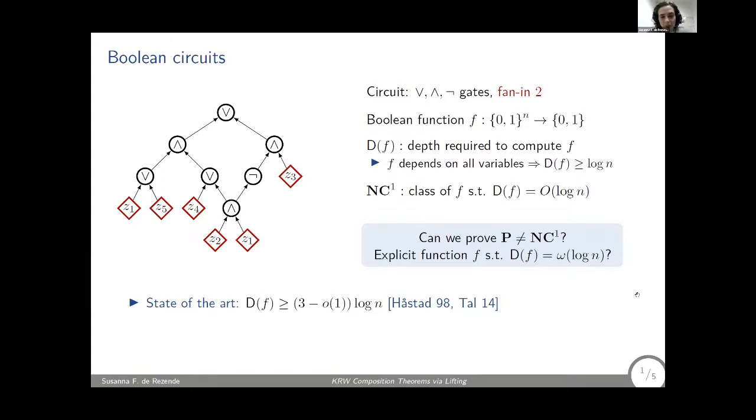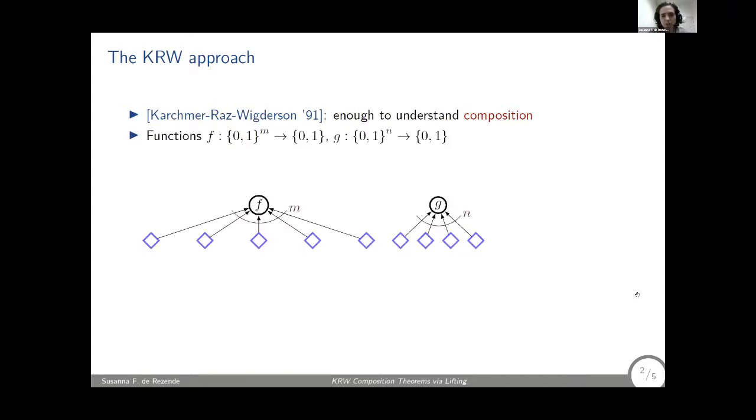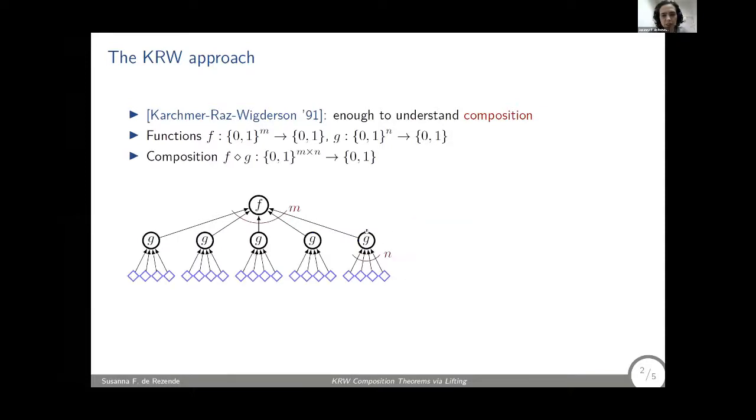So in order to attack this problem, Karchmer, Raz, and Wigderson proposed an approach. What they showed is that it's enough to understand composition of functions. So what I mean by composition, we have 2 functions here, f and g. F has arity m, g has arity n. And the composed function is simply substituting the input variables of f by an independent copy of g. So this is f composed with g.